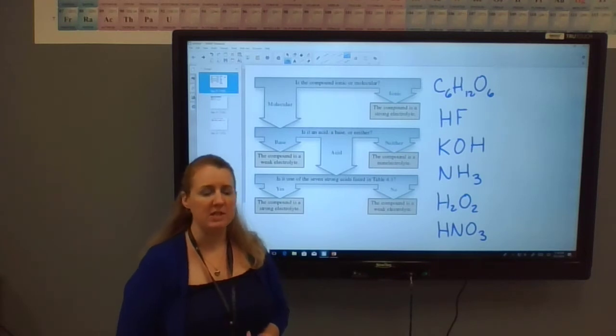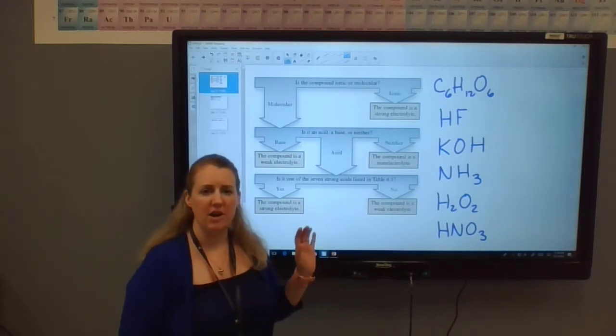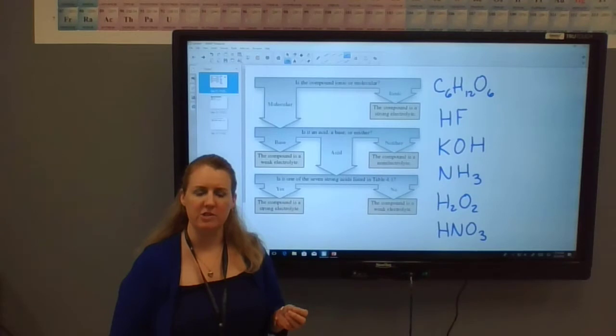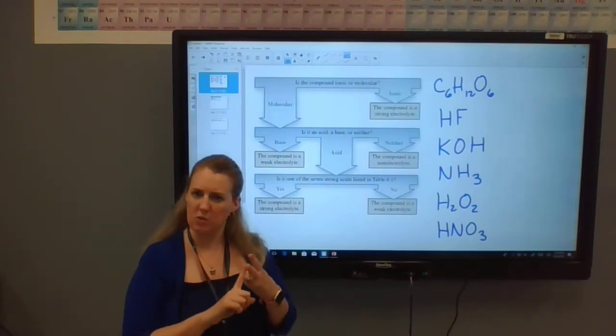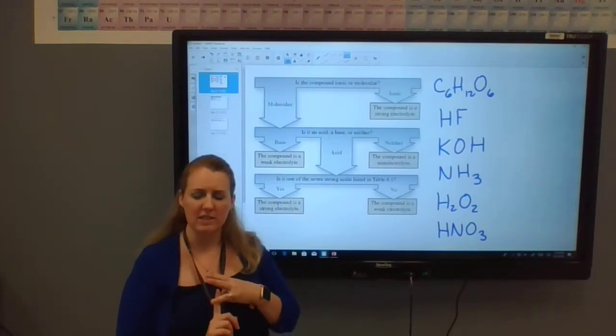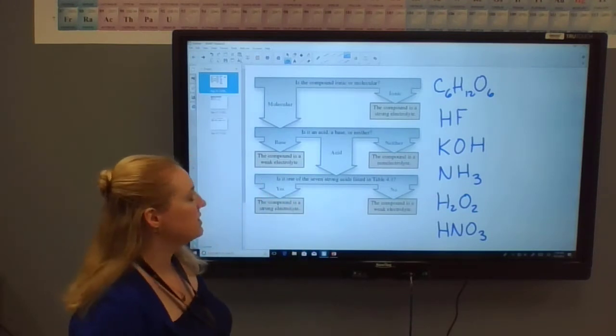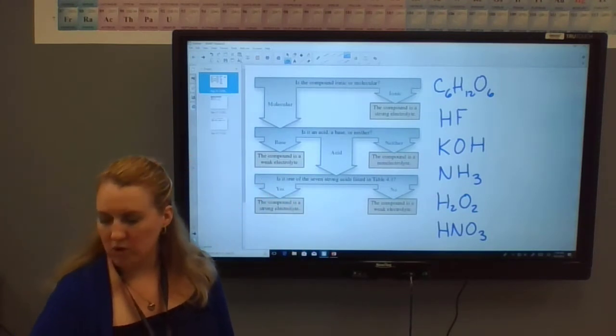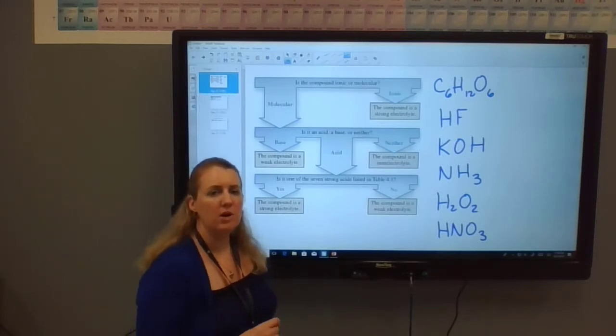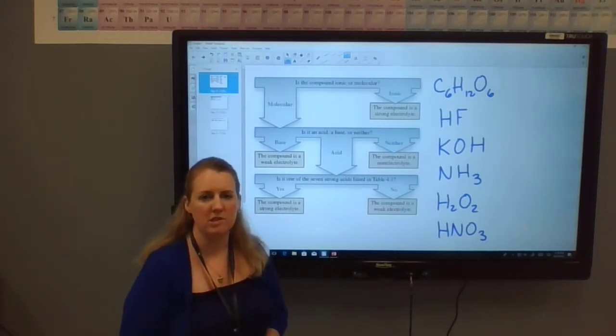The first property I'm going to talk about is whether or not the solution is an electrolyte. So the solutions can be strong electrolytes, weak electrolytes, or non-electrolytes. And this handy little flow chart here that is in your textbook, this is on page 133 of the 4th edition, will help guide you through whether or not a solution is an electrolyte. So what is an electrolyte?